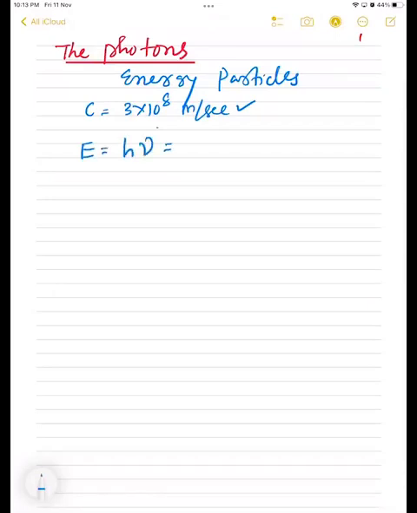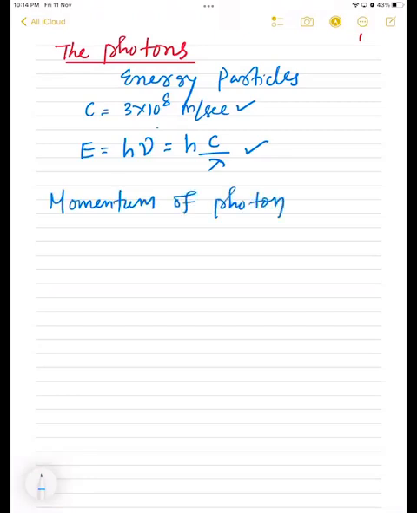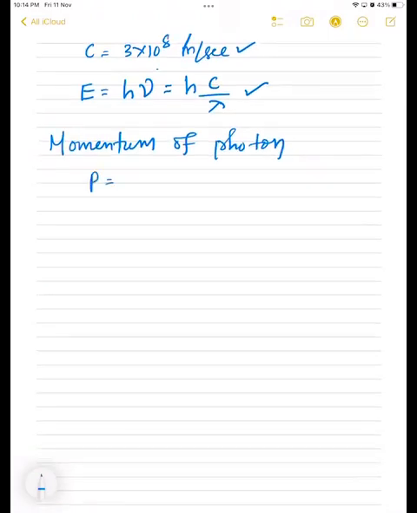Yesterday we learned about frequency, velocity by time period, right? So nu is c by lambda, correct? Here lambda is wavelength, nu is frequency, c is speed of light, correct? Students? Yes, sir. What is the formula for momentum? Momentum of a photon. Momentum P is equal to mass into velocity, correct?